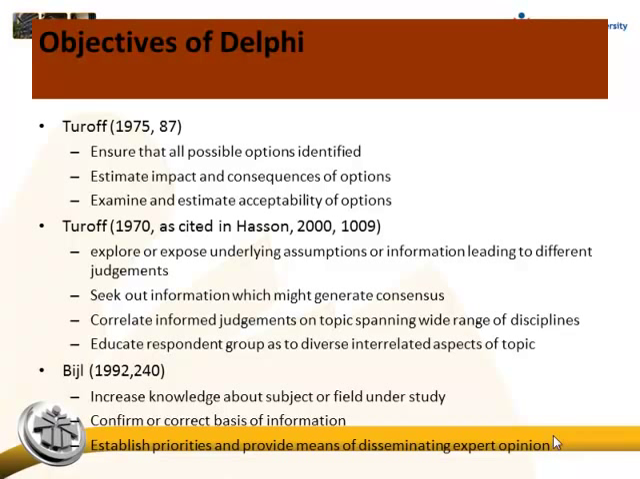Okay, and it's used to increase the knowledge about the subject or field under study. It confirms or corrects the basis of information, and it establishes priorities and provides means of disseminating expert opinion. Okay, because there's various ways in which you can get expert opinion, but at the end of the day, getting it in writing is always the first prize, because then those people have distilled their thoughts for you on paper.